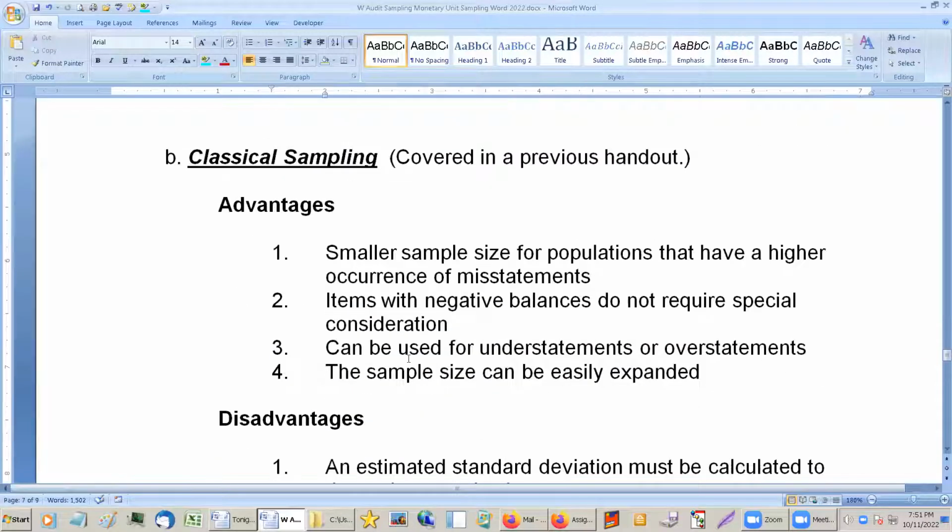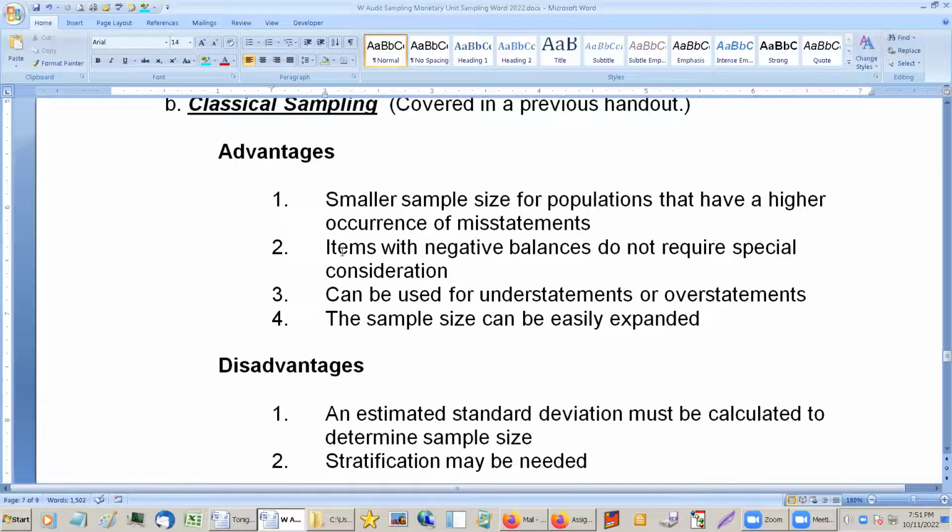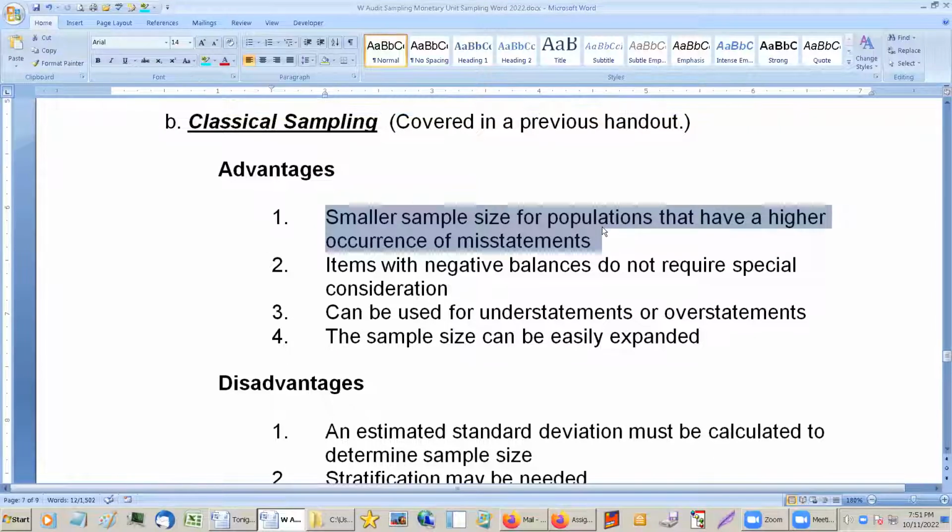Classical sampling, which we covered before. If you have a lot of misstatements, it is a better one to use for a number of reasons. If you have a lot of small misstatements, classical sampling is one to use, especially if they're random misstatements. Some are overstatements, some are understatements, but on average, it's okay. It's a good one to use, the classical sampling.